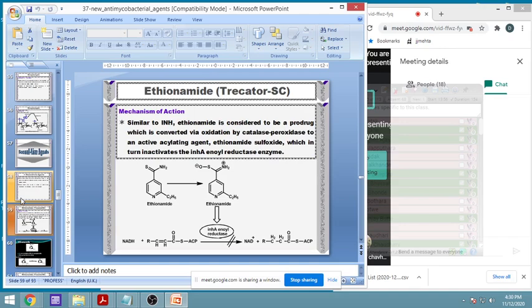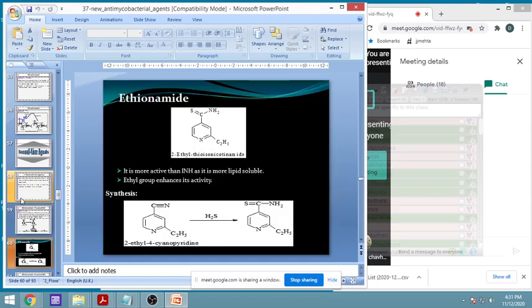It is similar to INH. It is considered to be a prodrug. It is converted via oxidation by catalase peroxidase to an active acetylation agent, ethionamide sulfoxide, which causes inactivation of the INH-A enoyl reductase mechanism, and because of that it affects the synthesis of mycolic acid.